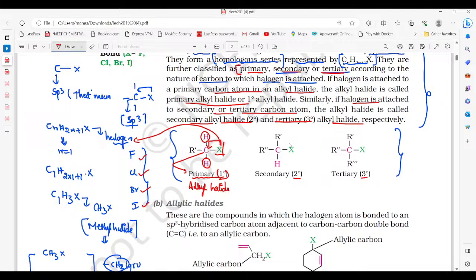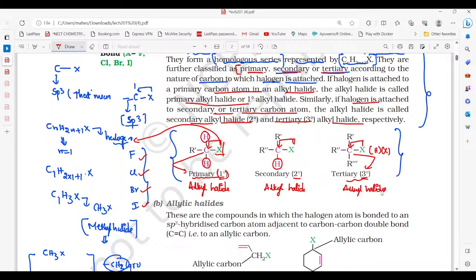And the next second one: if the halogen-attached carbon has only one hydrogen, it is a secondary alkyl halide. And the third one: the halogen-attached carbon has no hydrogens, that means absence of hydrogen. So this carbon is categorized as a tertiary alkyl halide.